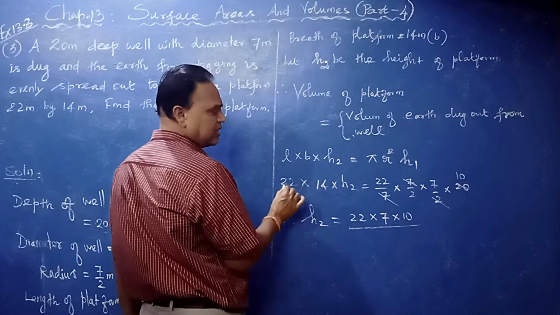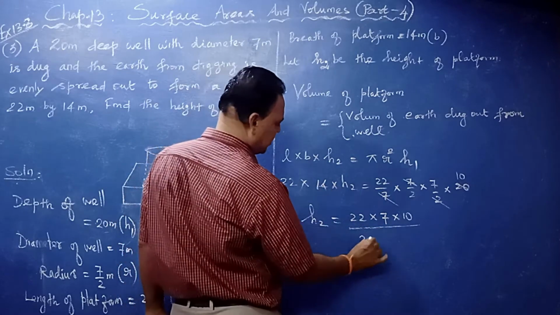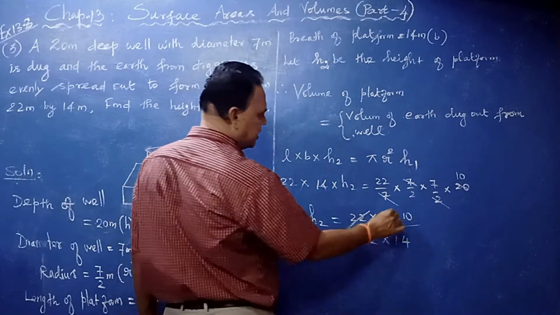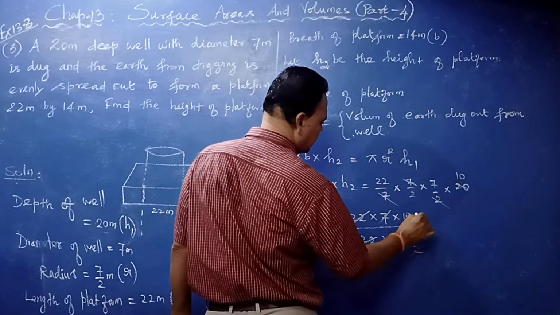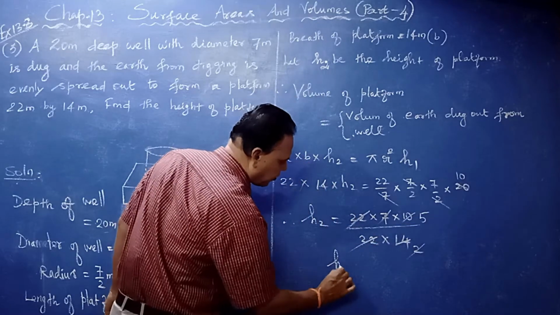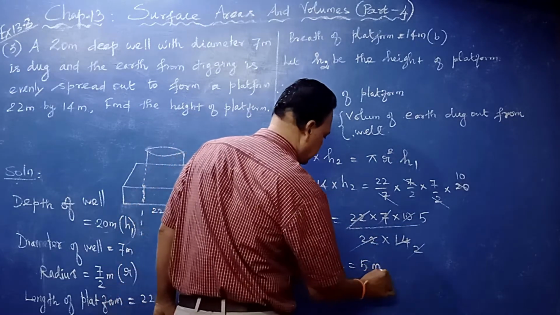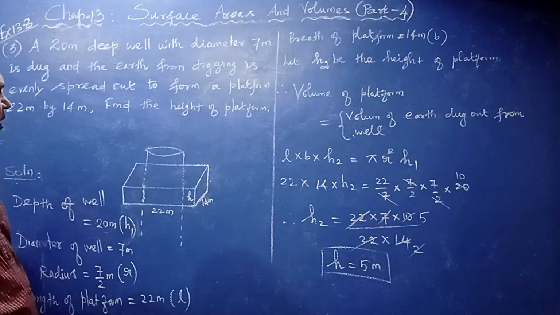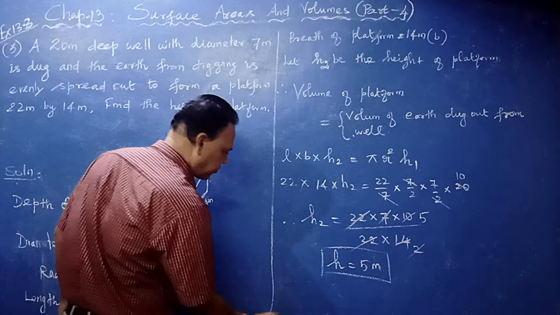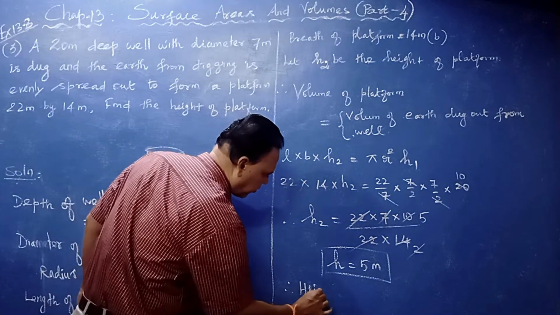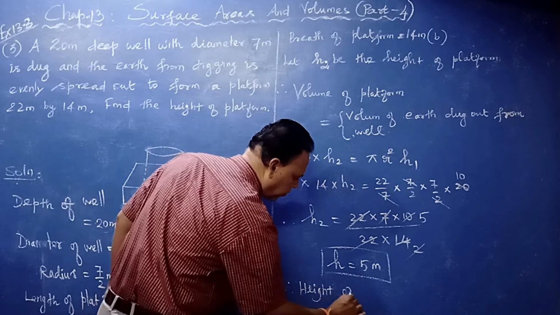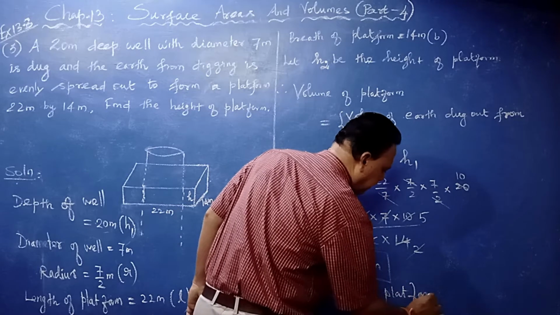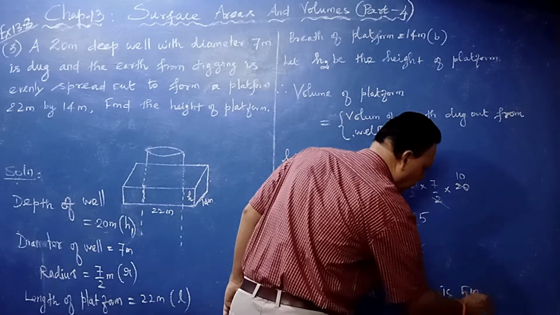Now denominator: bring this side, it will come into the denominator. Here 22 gets cancelled. Here 7 table, it will go 2 times, that means 5. Therefore H is equal to 5 meter. That means the height of the platform is 5 meter.